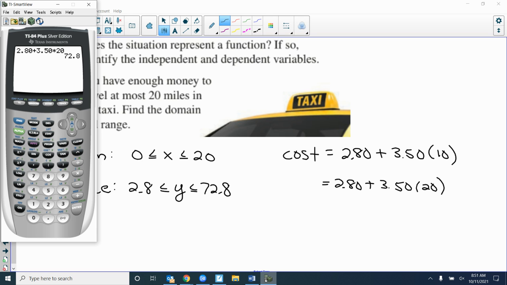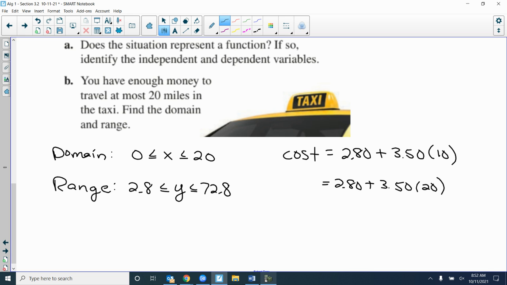That's the most that, according to this situation, I'm going to get charged. The least would be 2.80. The most would be 72.80. Okay? We have to use the less than or equal to because we can go anywhere between 0 and 20 miles. It's not going to be like a whole number. It's not going to stop at 1 mile or 2 miles or 3 miles. Okay? Go all the way. All right, so that's that one.